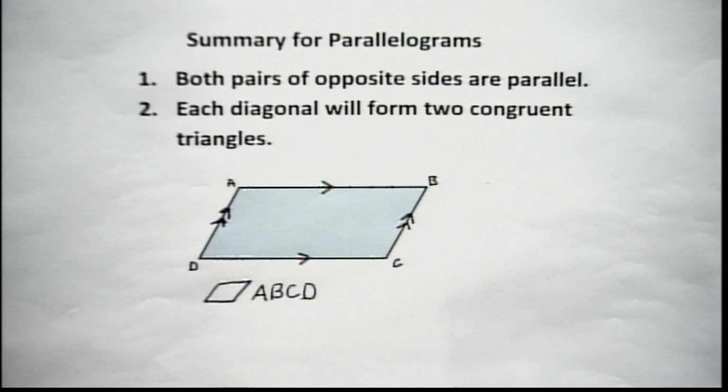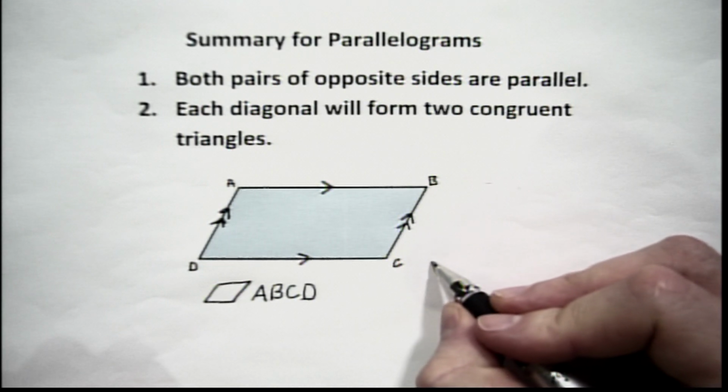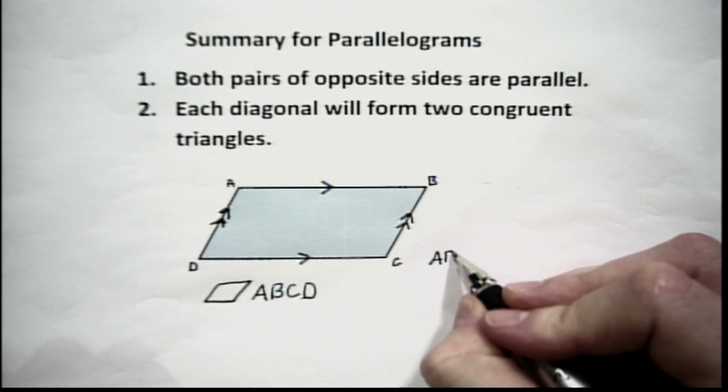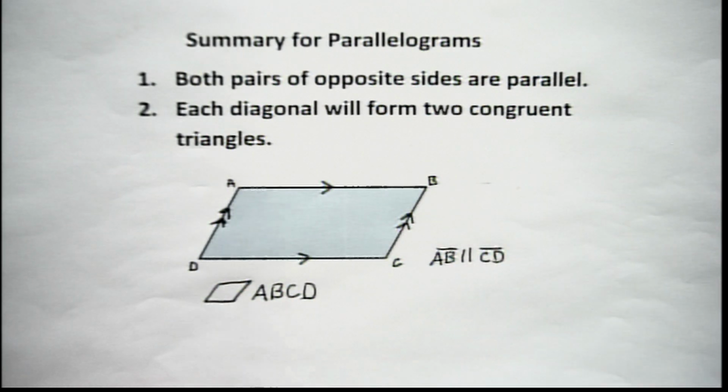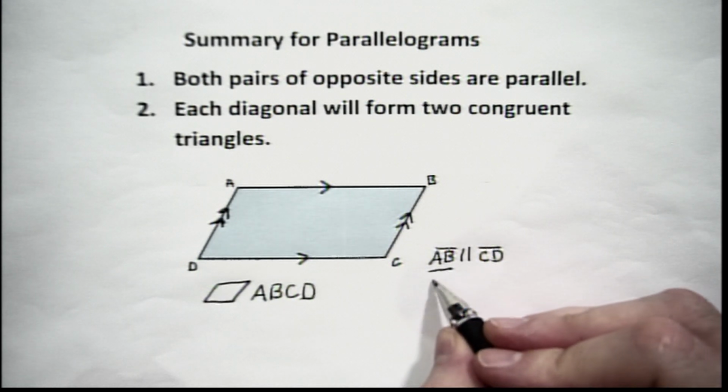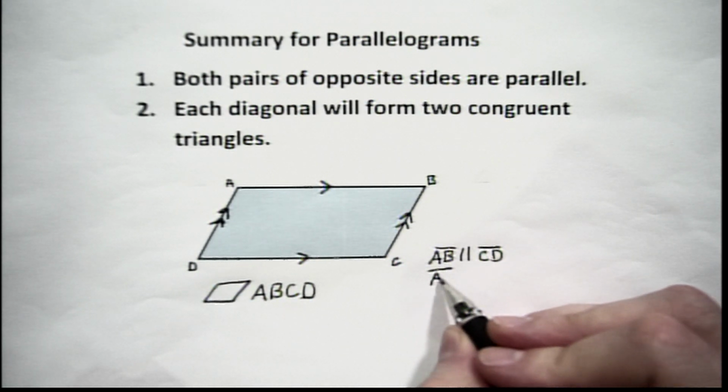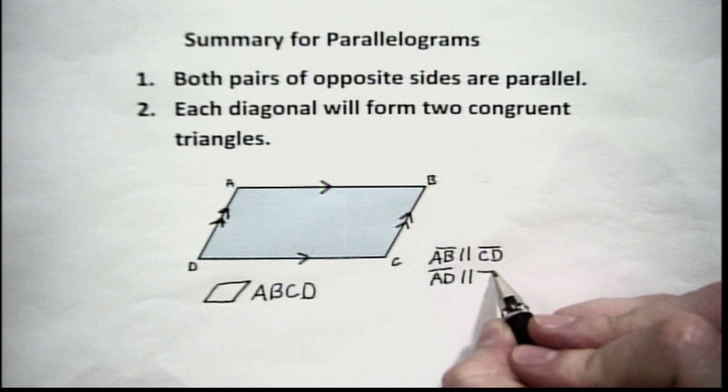Let's do one more quick thing on it. We're going to put AB parallel to CD, because those are the opposite sides. Give me another pair of opposite sides on this. Well, I would say also that line segment AD runs parallel to line segment BC.